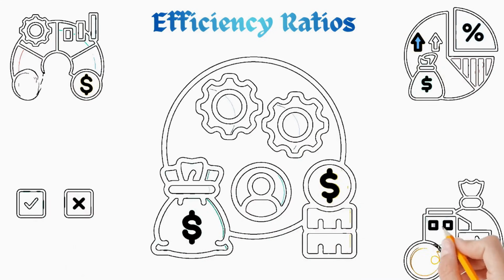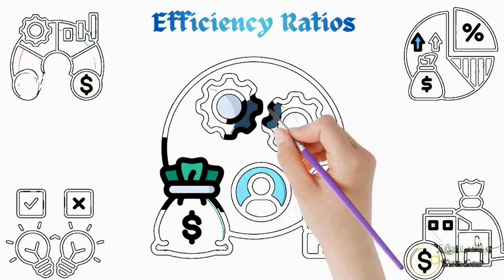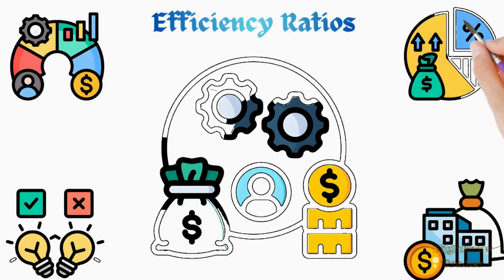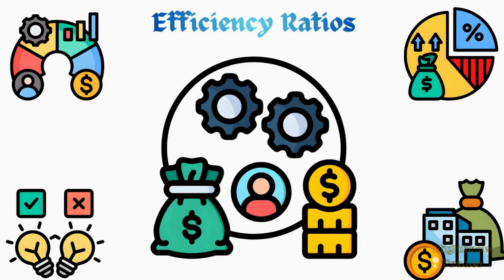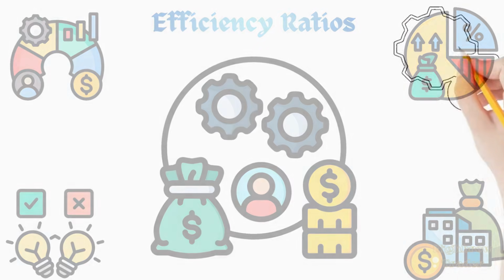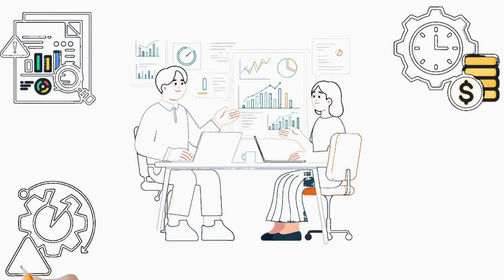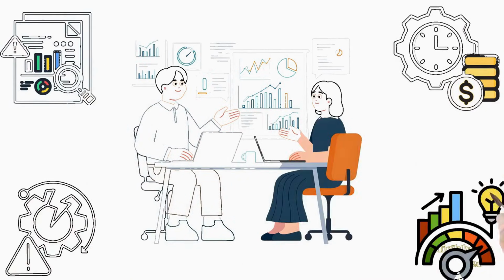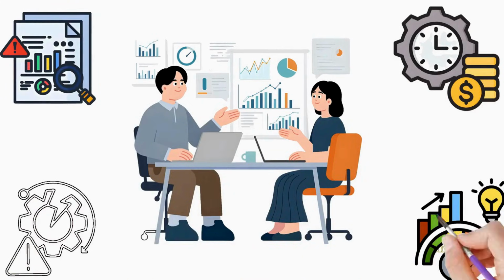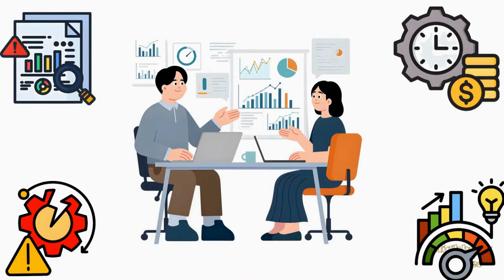Efficiency ratios measure how effectively a company uses its assets to generate revenue. These ratios are important because they reflect how well management is utilizing resources. Efficient companies can generate more sales with fewer assets, which leads to better profitability. Inefficient companies may have wasted resources or poor management. Investors use efficiency ratios to evaluate operational performance and determine whether a company can maintain strong performance over time.